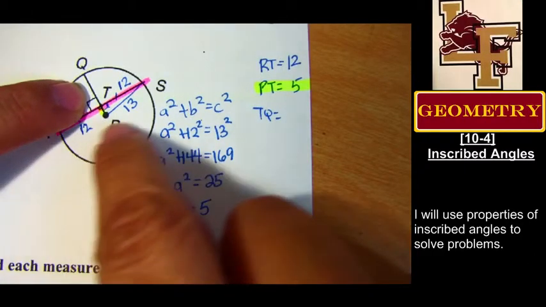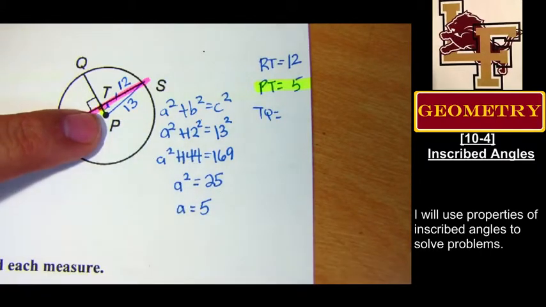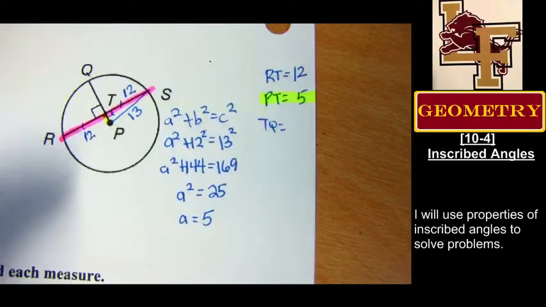I know the entire thing is 13. I know this little section is 5. The piece that I know, 13 minus the piece that I know gives me the missing piece. In this case, 13 minus 5, which you said was 8.